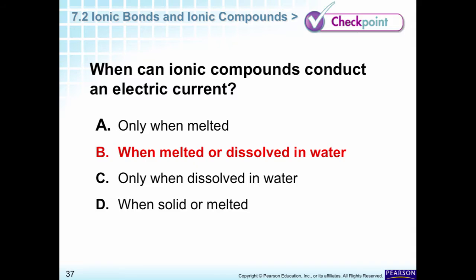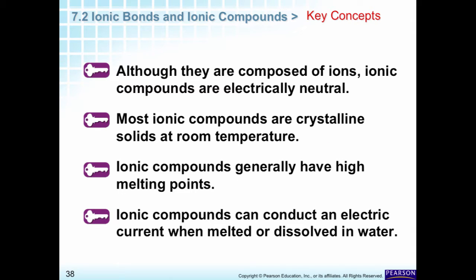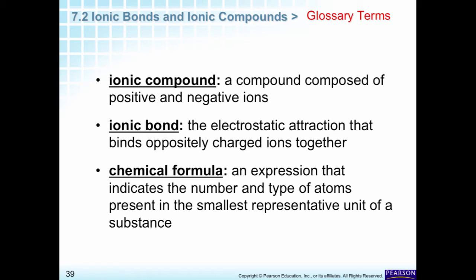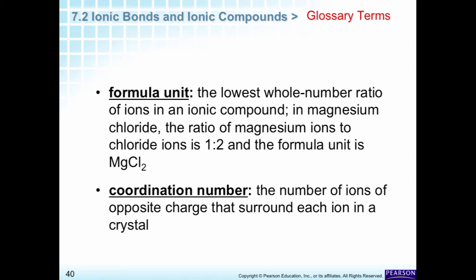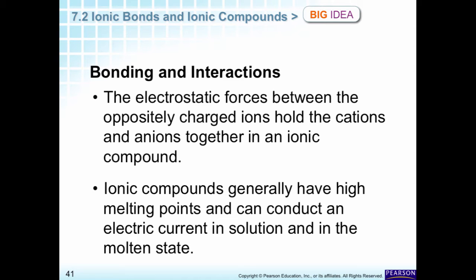All right, to summarize, here are our summary points for this section. Make sure you take a look at these, take them down in your notebook. Same with the definitions. Some more definitions. And the big idea, bonding and interactions. The electrostatic forces between the oppositely charged ions hold the cations and anions together in an ionic compound. Ionic compounds generally have high melting points and can conduct an electric current in solution and in the molten state.